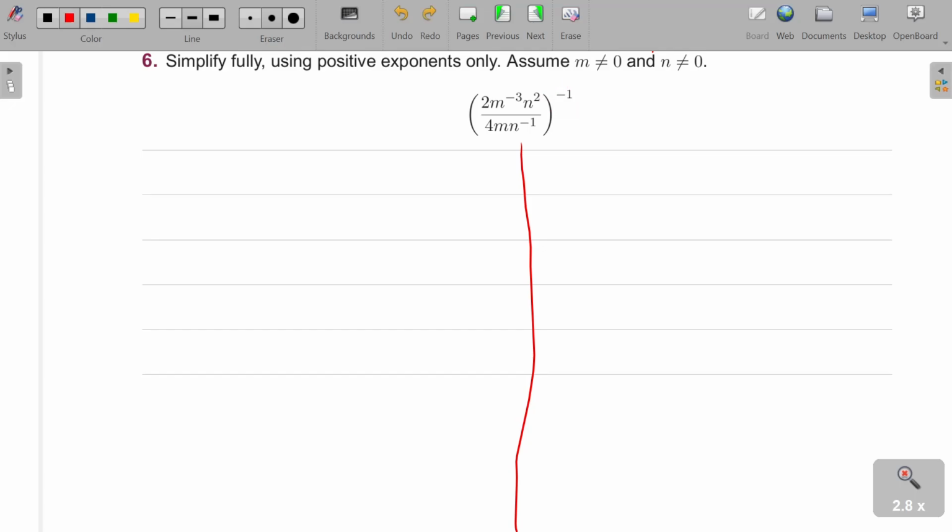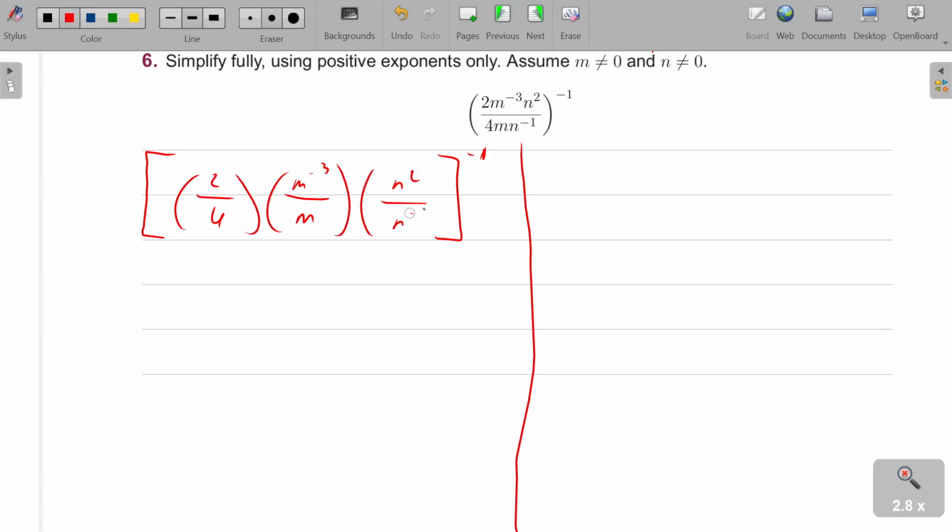The first way I'm going to do is focus on what's in the brackets first, simplify this as much as possible, and then apply the -1. Just to be fancy, I want to separate the 2 over 4, the m's and the n's, and deal with them separately. You don't have to, but it makes things clearer. Because I'm introducing new brackets, let me keep square brackets so we don't get mixed up. I keep 2 over 4 as the first pair, then m to the power of -3 over m, and n squared over n to the power of -1.